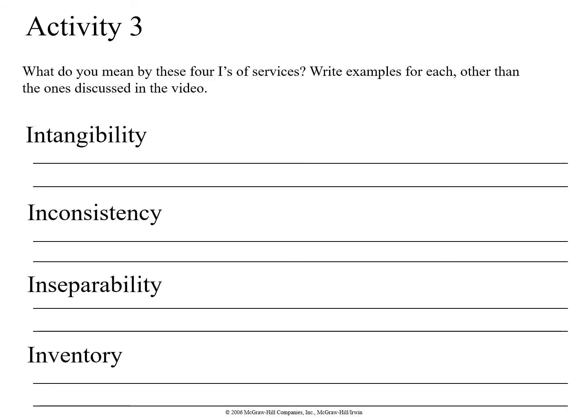So here you need to do your activity number 3 for the course. What you need to write here is what you mean by these 4 I's of services. Just write them in your own words. What do they mean to you? And then write examples for each, but make sure that you do not use the ones that we have already discussed in the video. Write your own examples for each of these I's. So pause, do it, and then come back.